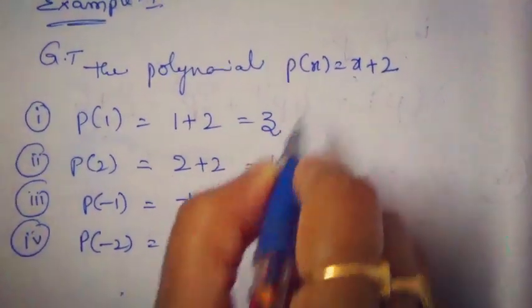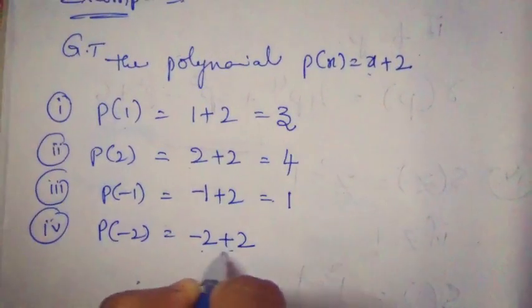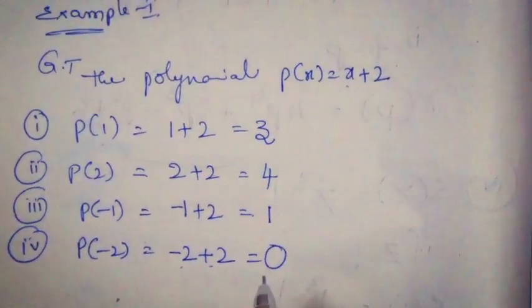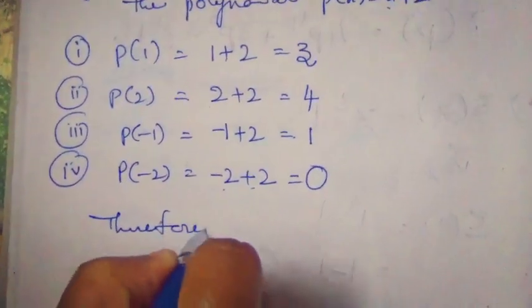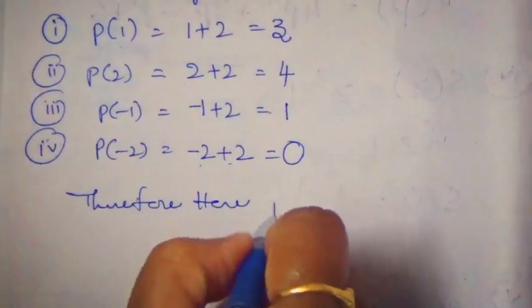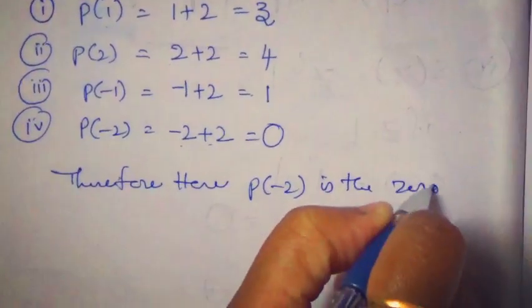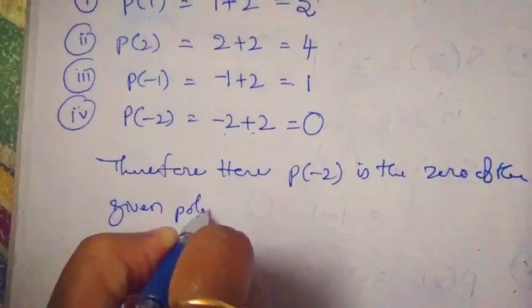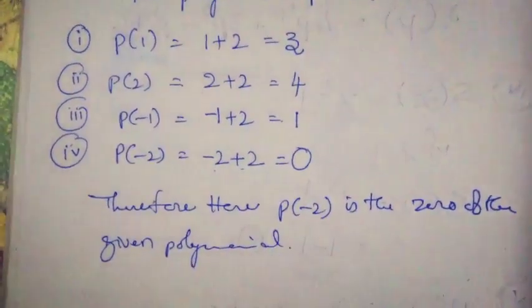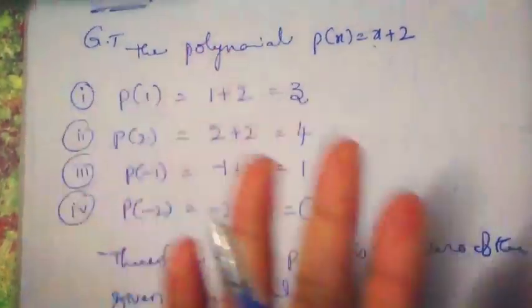In the place of x we are taking these values. So minus 2 plus 2, these two cancel, and we get 0. Therefore p of minus 2 is the 0 of the given polynomial. Just like that you have to mention. Here we have to find out which value gives 0 for this polynomial.